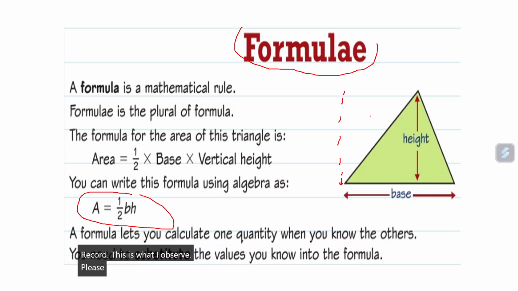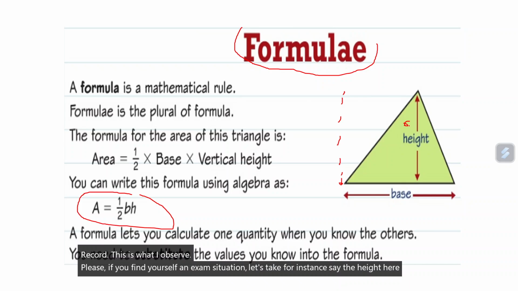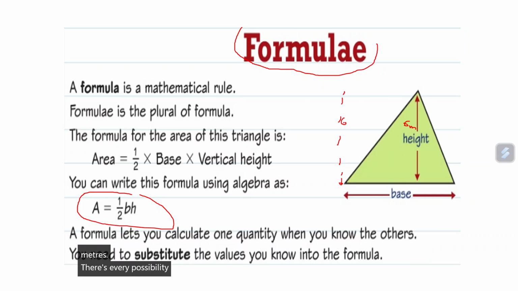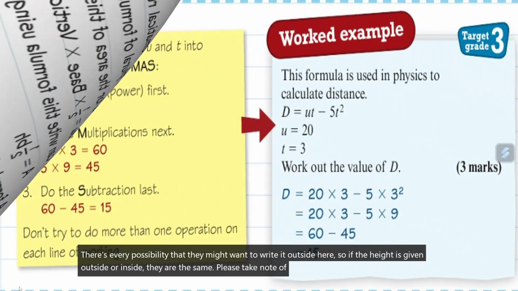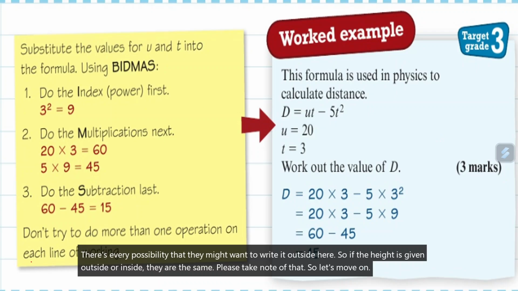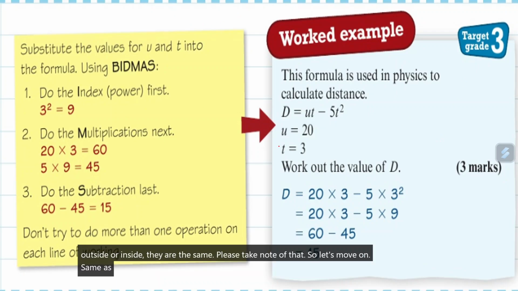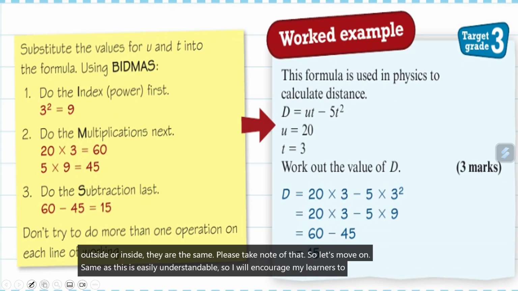Please, if you find yourself in an exam situation, let's take for instance, say the height here is 6 meters. There's every possibility that they might want to write it outside there. So if the height is given outside or inside, they are the same. Please take note of that. So let's move on. Same as this. This is easily understandable. So I will encourage my learners to have a go at this.